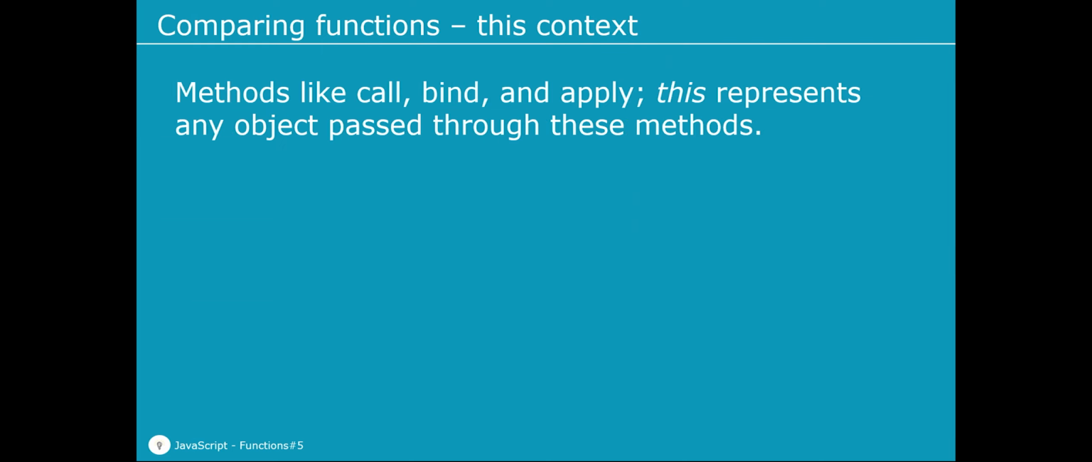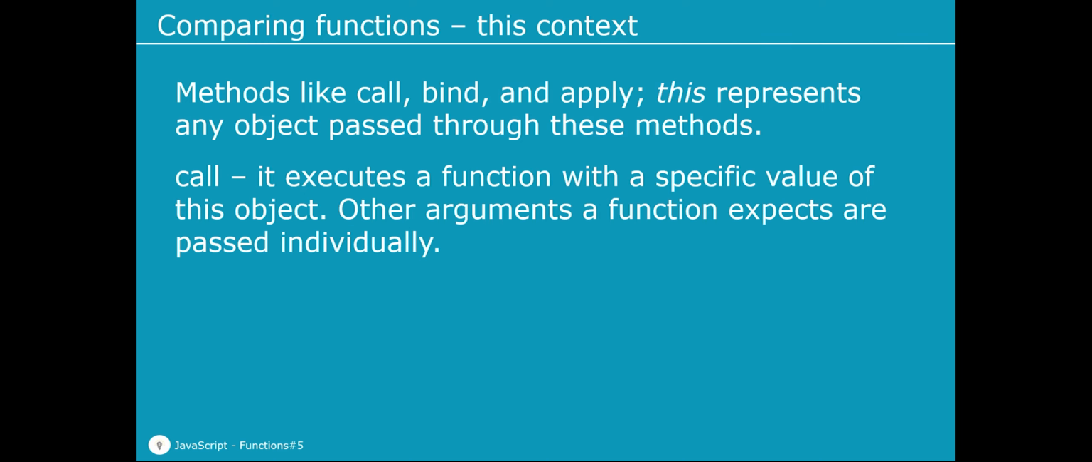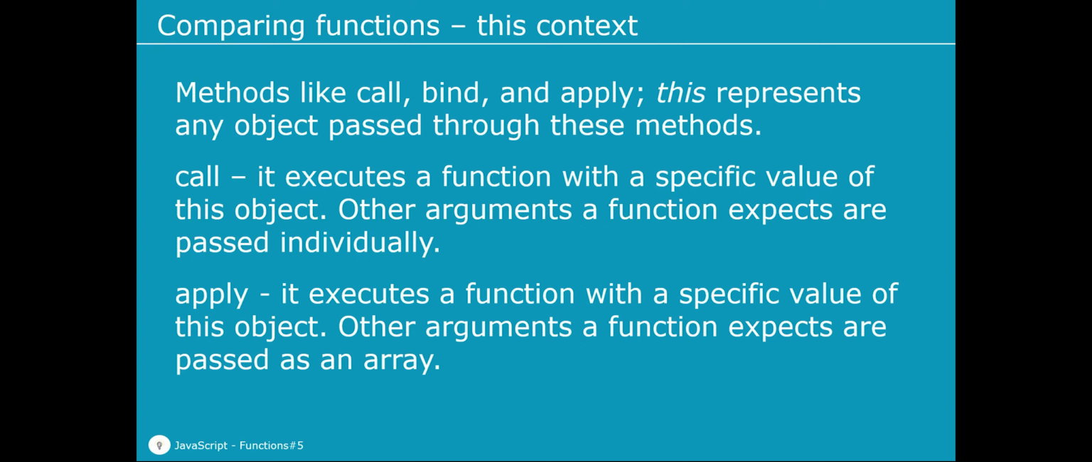Now we will see how methods like call, bind, and apply change this object's behavior. So when we use any of these three methods, we can pass an object to a function, and this object represents the object we pass to the function. With the call method, we can pass an object to a function and it executes the function immediately. If a function expects more arguments, then we can pass these arguments individually. In the case of apply method, again we can pass an object to a function and it executes the function immediately. The only difference is that the arguments that a function expects must be passed as a single array.